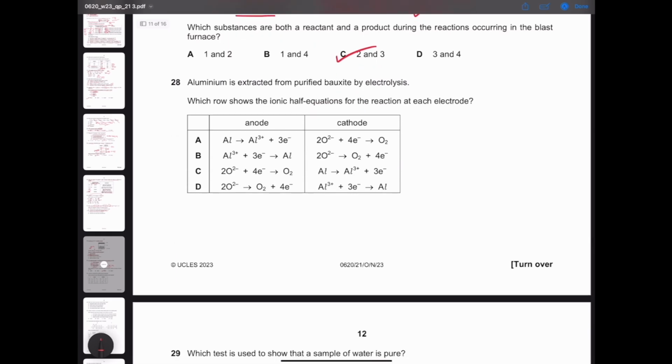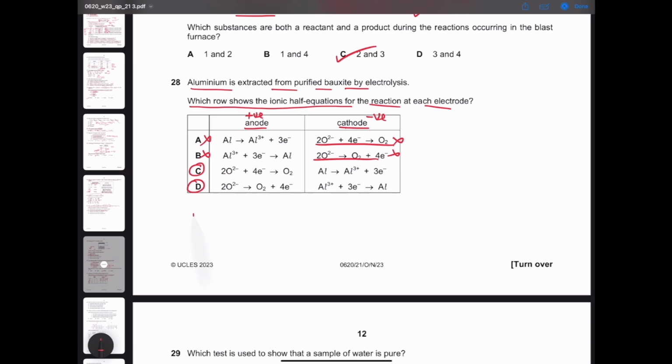Now, question number 28. Aluminium is extracted from purified bauxite by electrolysis. Which row shows the ionic half equations for the reaction at each electrode? Anode, cathode. Now, first of all, anode is the positive electrode. So it should be attracting negative ions. So A and B are already incorrect, right? And cathode is the negative electrode. It should be attracting positive ions. So from this sense as well, these two are incorrect. Now we have to differentiate between option C and D.